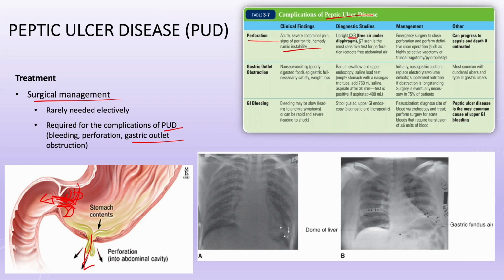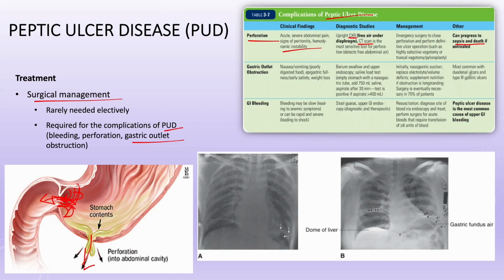In that case, you can get a CT scan. You're going to call the surgeon, and it's emergency surgery to close the perforation and antibiotics. And it can progress to sepsis or death if you don't treat it. So it's very, very important that we try to prevent perforation. If we find it, we treat it. Okay. Gastric outlet obstruction we talked about, where you get these ulcers that kind of cause kind of swelling in that area.